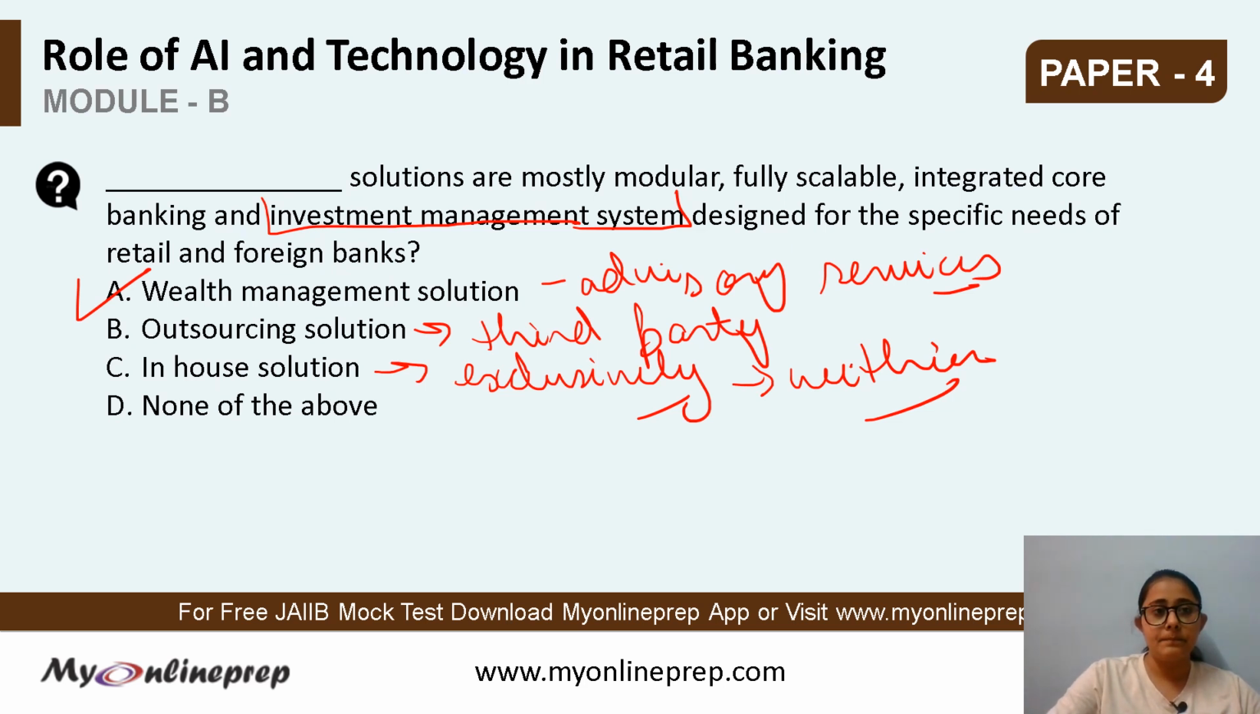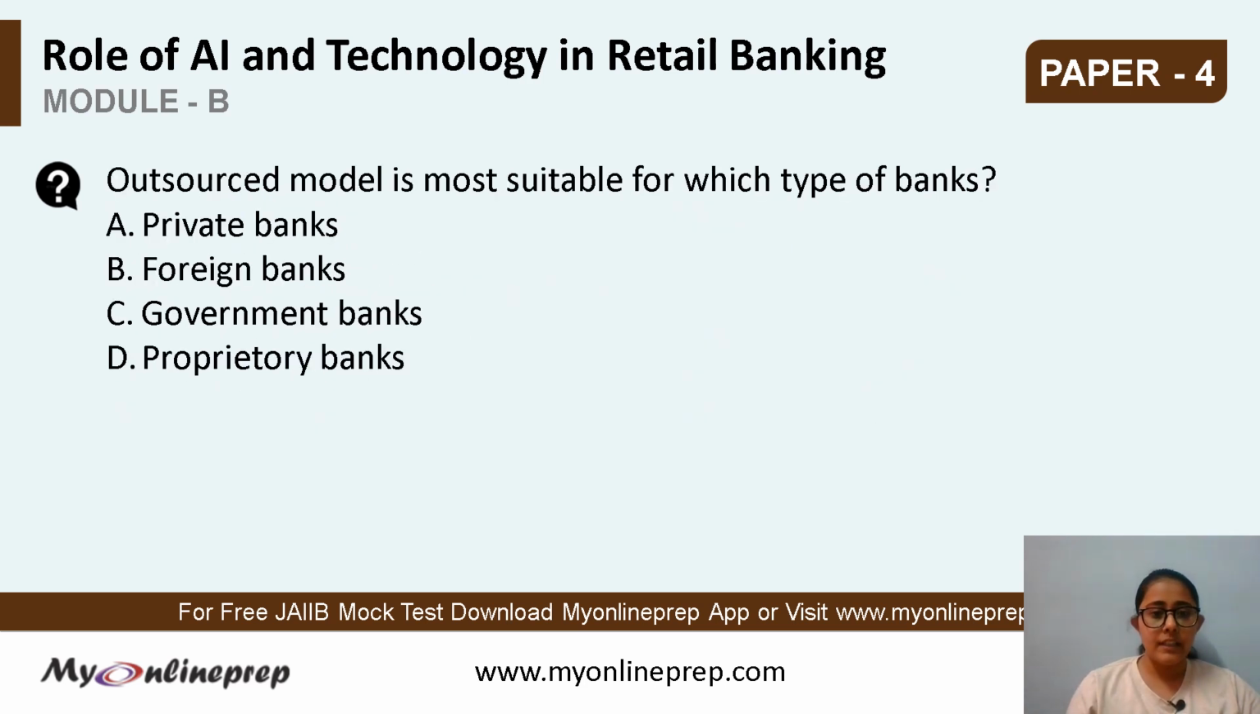Okay, next. The question is, outsourced model is most suitable for which type of banks? We have already discussed the outsourced model, that is where the third party is hired for performing the various tasks on behalf of the bank. So it is most suitable for which type of bank? Options are A, private banks, B, foreign banks, C, government banks, or D, proprietary banks. So here the correct option is B, foreign banks.